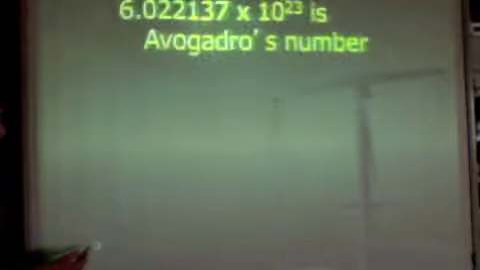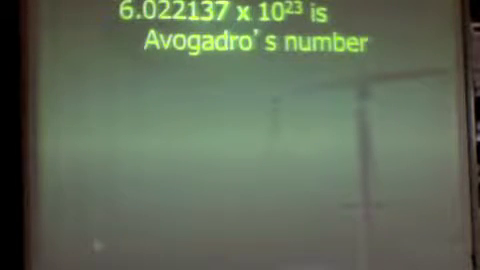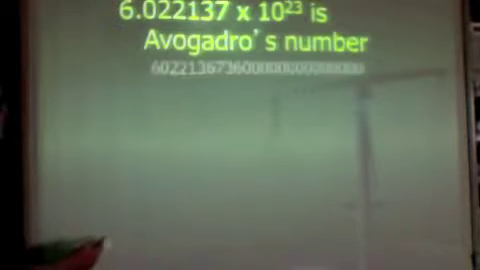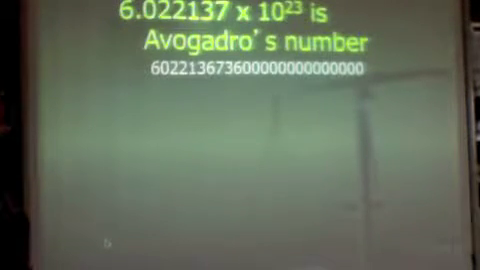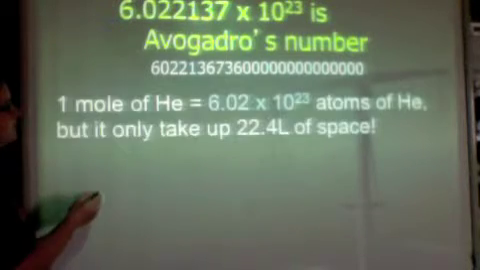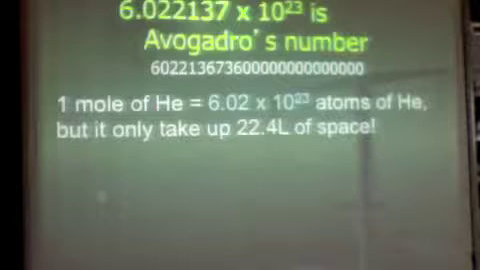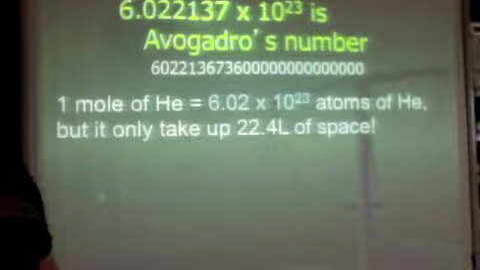So that number is called Avogadro's number. He's the scientist that pretty much did all the calculations and discovered the number. If you write it out in scientific notation, it looks like that. So a mole of helium. So why is this number important?